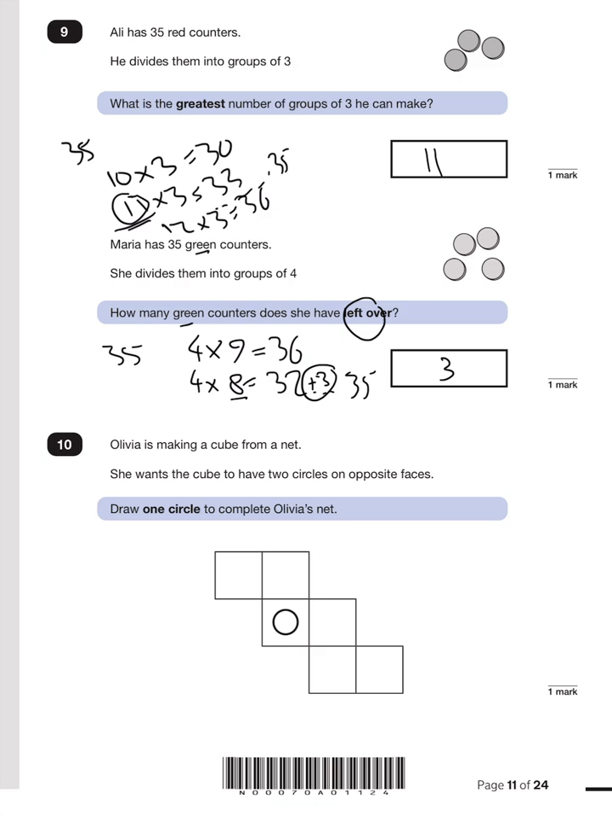Olivia is making a cube from a net. She wants the cube to have 2 circles on opposite faces. Draw 1 circle to complete Olivia's net.